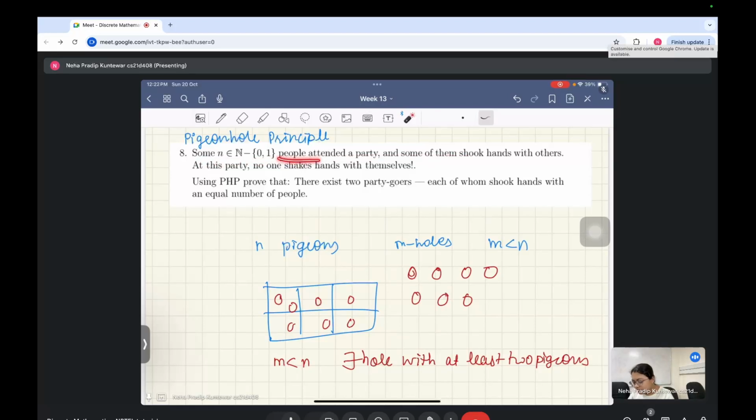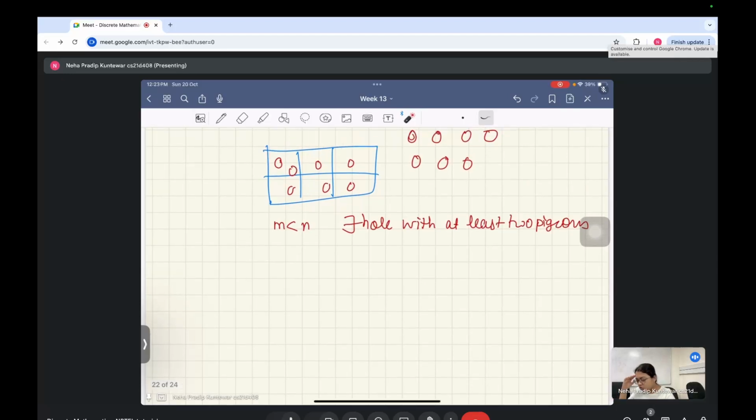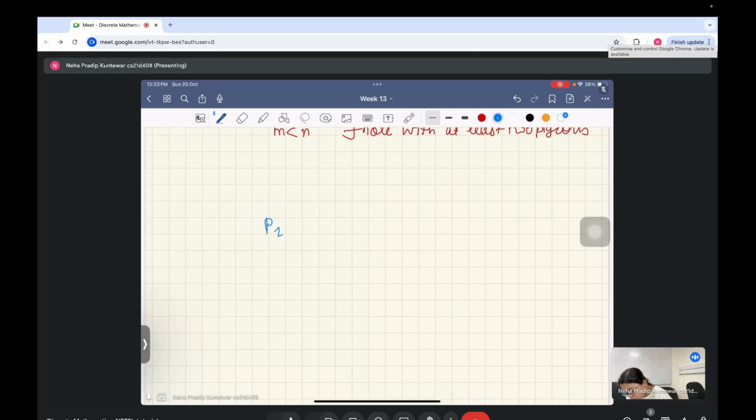So let's say there are some n people who attend the party and n is greater than 1. And what they do is they shake hands with each other, assuming they don't shake hands with themselves. So we want to show that there exist 2 people in the party who have shaken hands with the same number of people. So let's see how the pigeonhole principle helps us to solve such an interesting statement.